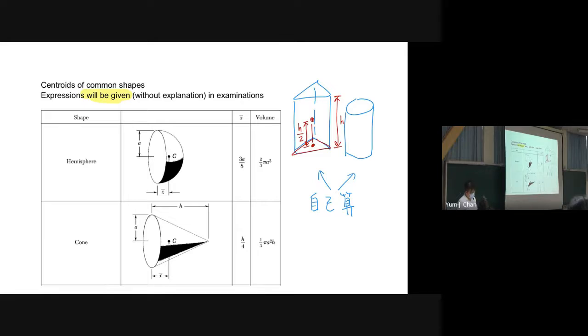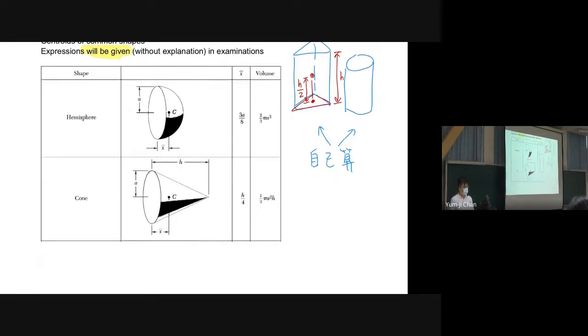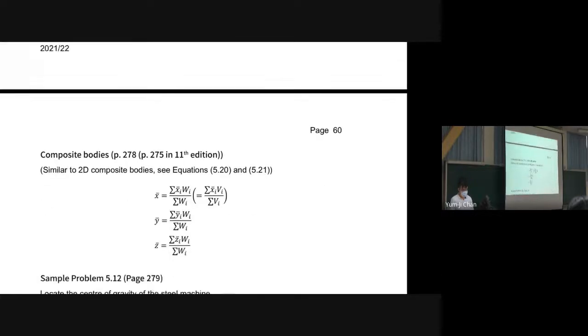So, if you're ready, then we can go to the next page. So we go to the next page.